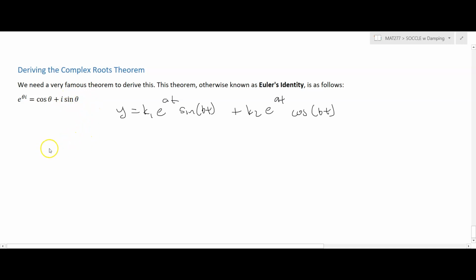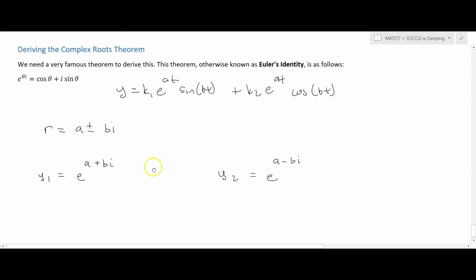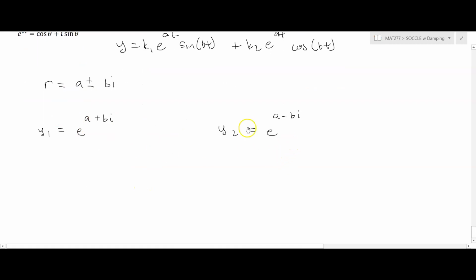So let's just say that our roots that we get are a plus or minus bi. So that means we're going to have two solutions. We're going to have y1 equals e to the (a plus bi), and y2 is going to equal e to the (a minus bi). Now that's all fine, right? That is the solution. Oh, I'm sorry, times t. It's our root times t. And that is our solution, but the problem is we have an imaginary number in there. So you can't really go and graph this on a real number plane.